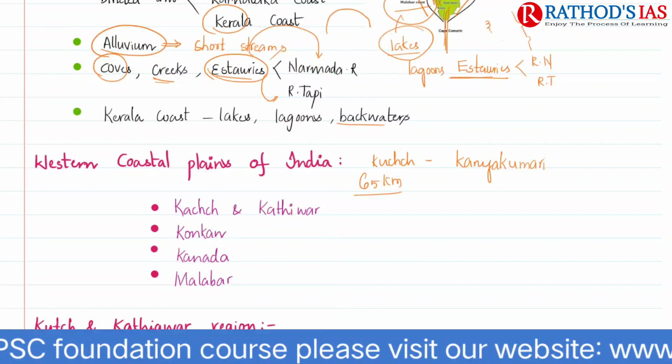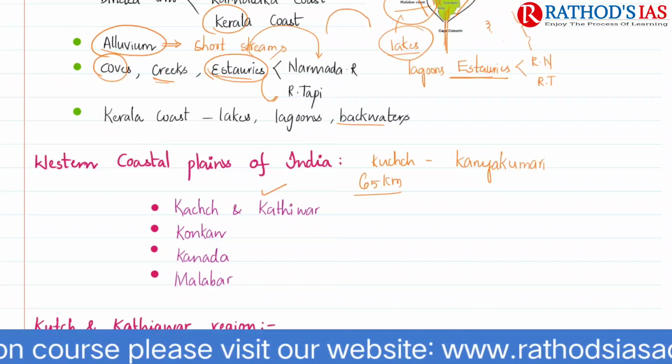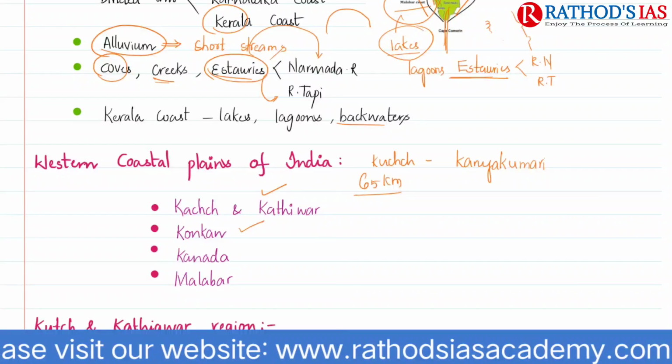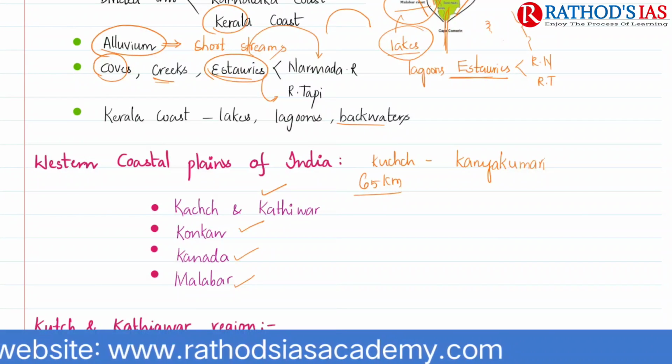From north to south, if you divide this western coastal plain, we have Kutch or Kathiawar coast, next Konkan coast, Kannada coast and Malabar coast. Now let us try to see one by one in detail.